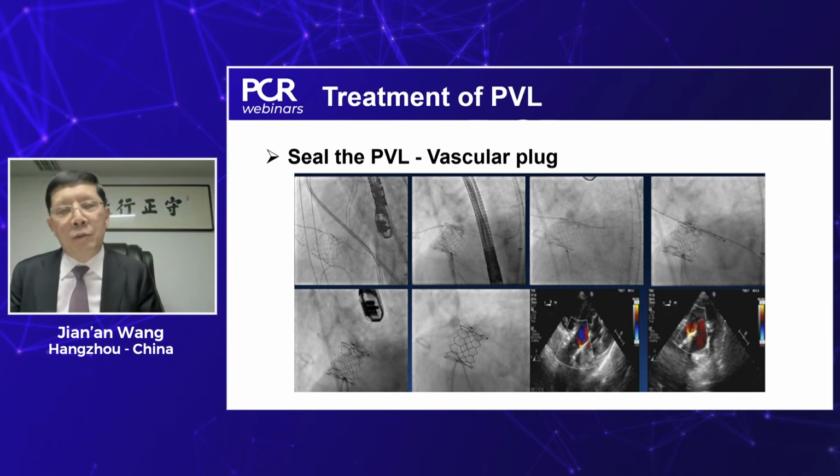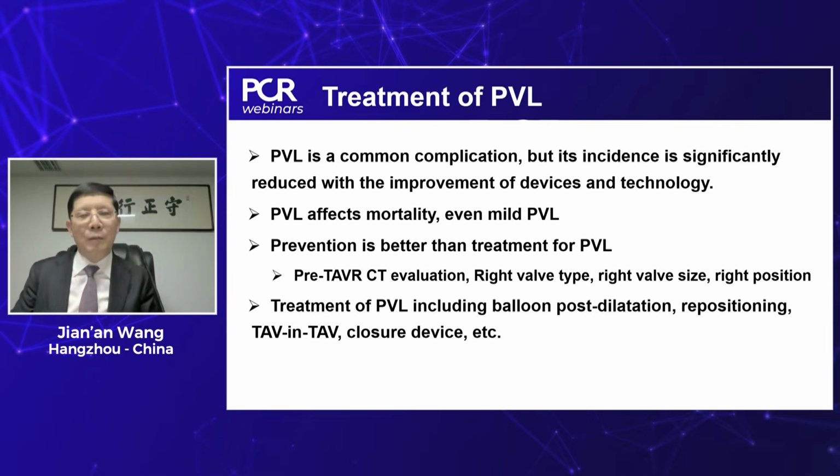So sometimes we even need to put a vascular plug, or even an umbrella, to close the leakage. So prevention of the PVR is more important than putting in a second valve or an umbrella to stop the leakage. So always remember the proper sizing and the good evaluation on the CT scan, even if we use the balloon sizing strategy. To understand the structure is the most important to prevent the leakage.